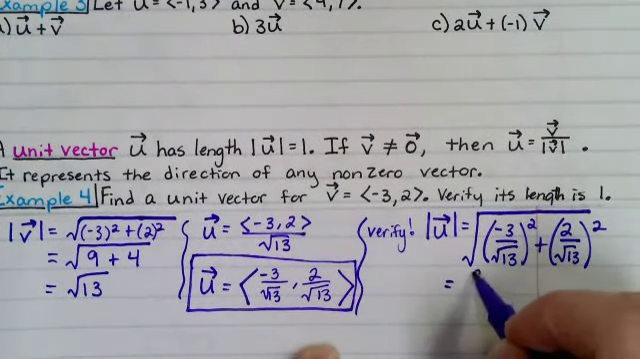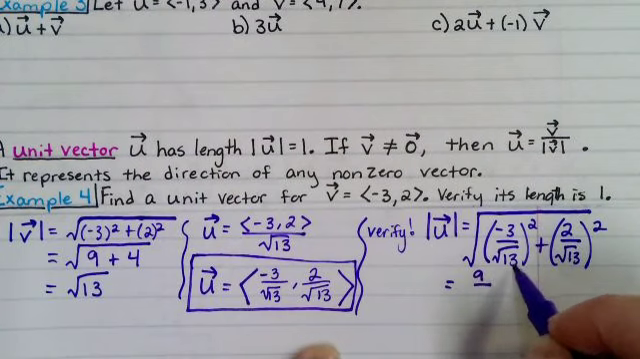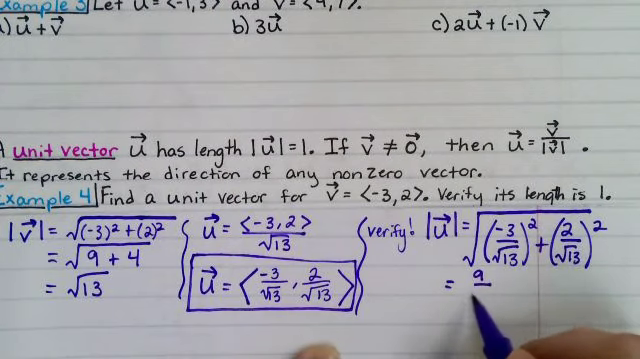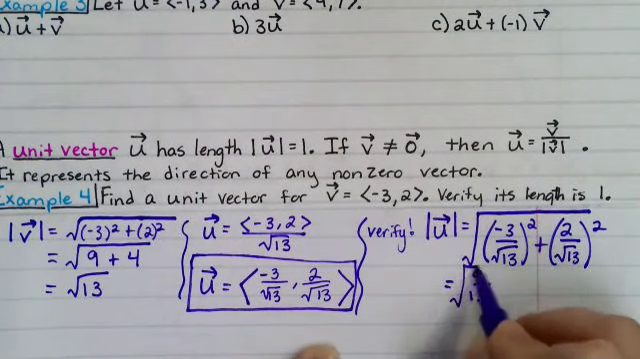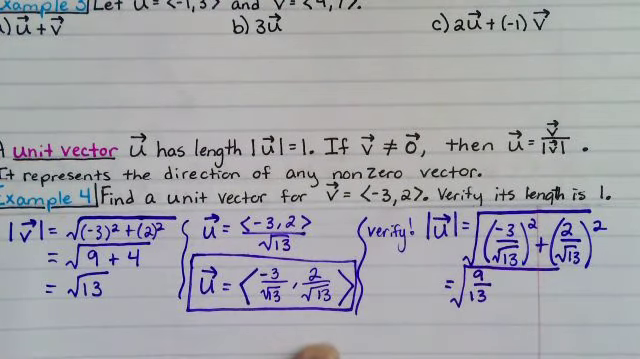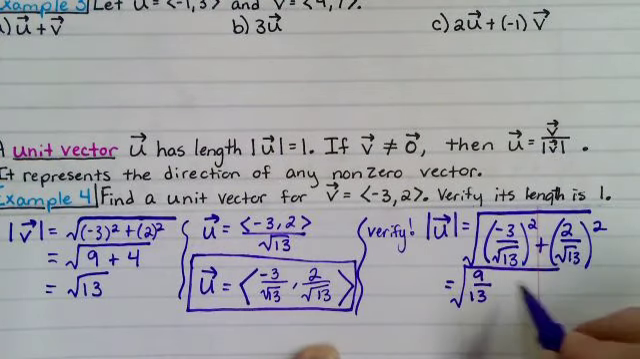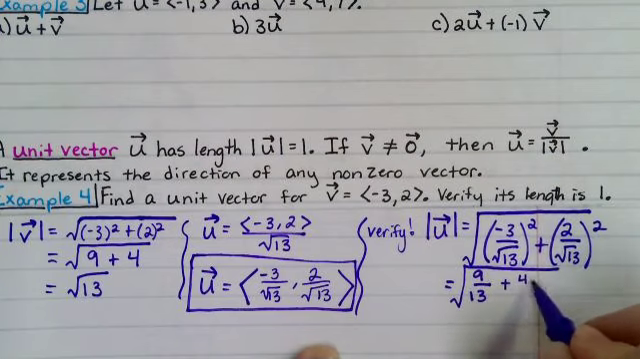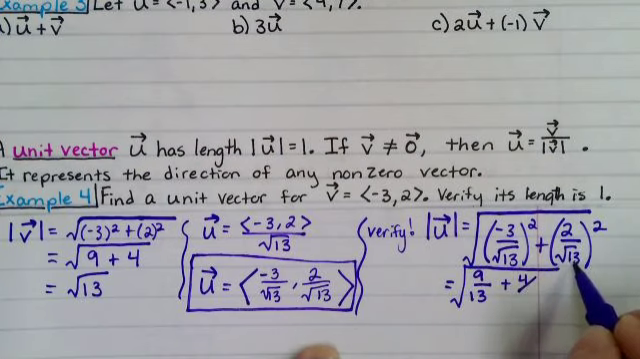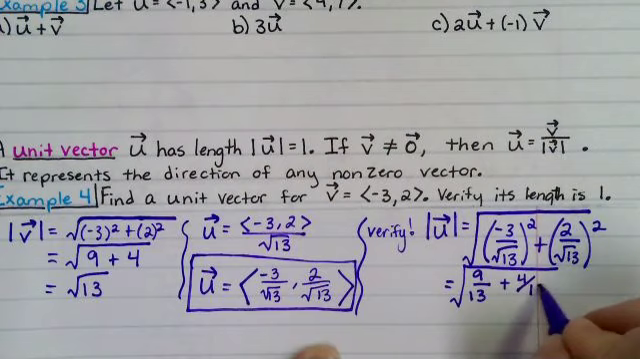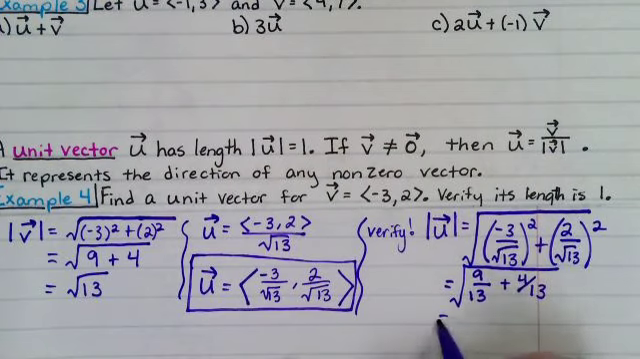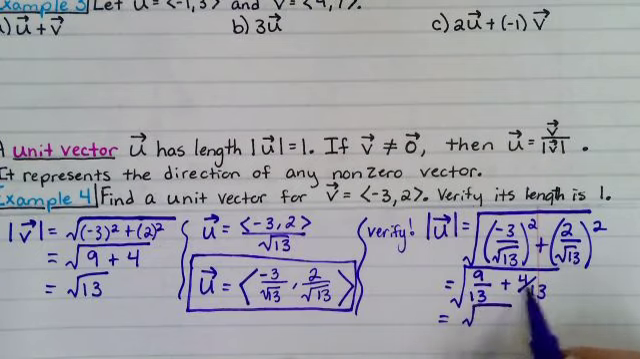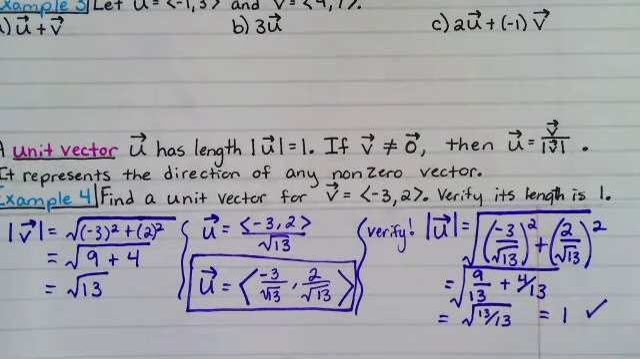Negative 3 squared is 9 over the square root of 13 squared, which is 13. Keep in mind this is all still under the square root. 2 squared is 4 over the square root of 13 squared, which is 13. So we have 9 over 13 plus 4 over 13. 9 plus 4 makes 13 over 13. That is, in fact, 1. Nice job.